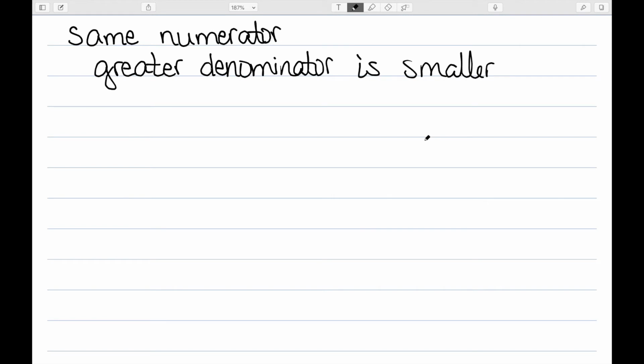So what we just showed, if two fractions have the same numerator, then the one with the larger denominator is smaller.